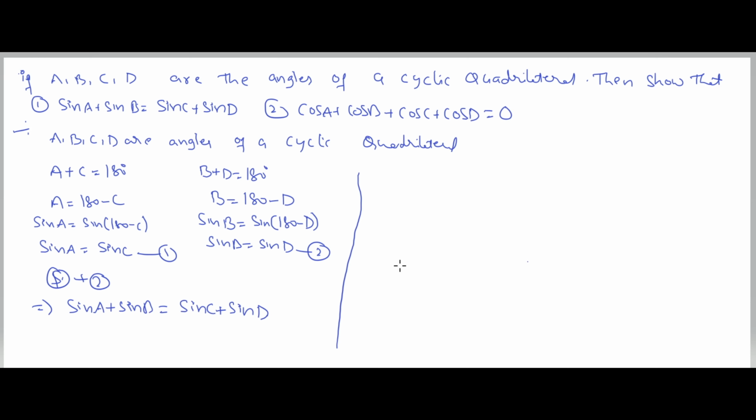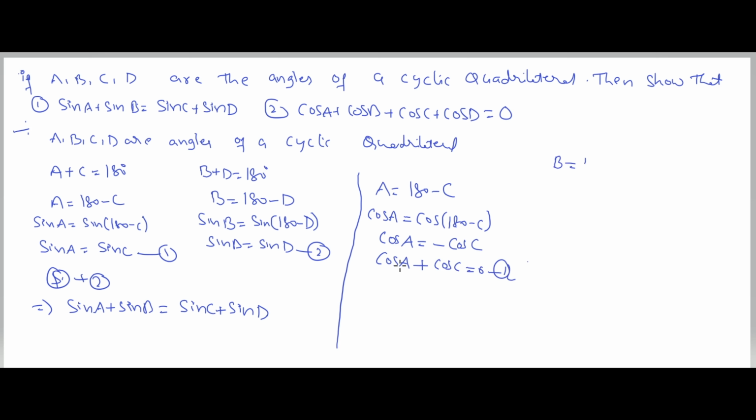Second one. So A is equal to 180 minus C. Applying cos on both sides, cos A is equal to cos of 180 minus C. 180 minus theta lies in the second quadrant. In the second quadrant, cos is negative. Here it is 180, so cos does not change to another function. So cos A is equal to minus cos C. That is cos A plus cos C is equal to 0. This is the first equation.